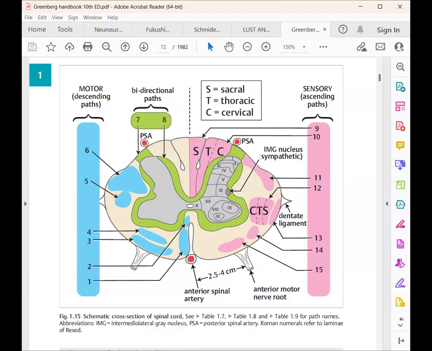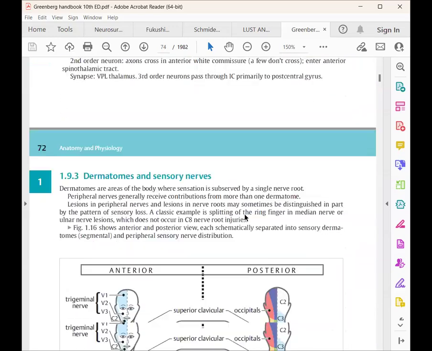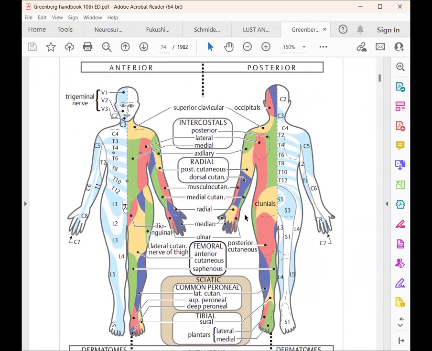Now, can you just change to the next picture? The next picture is 1.16. Can you just move this diagram? Yeah, this one. Just wait.